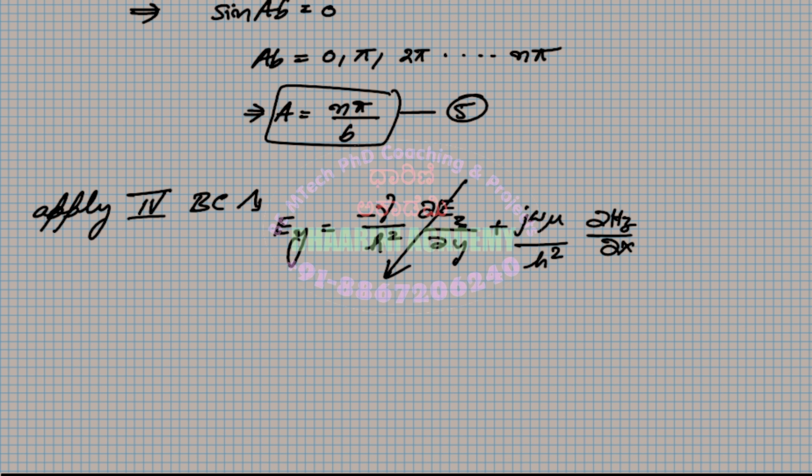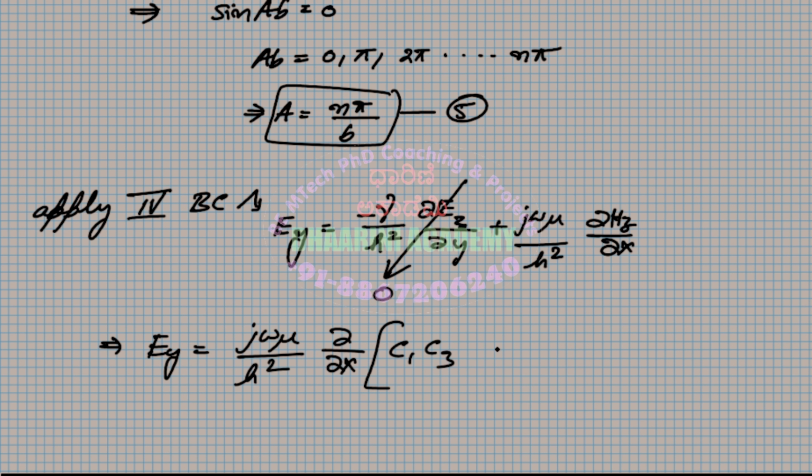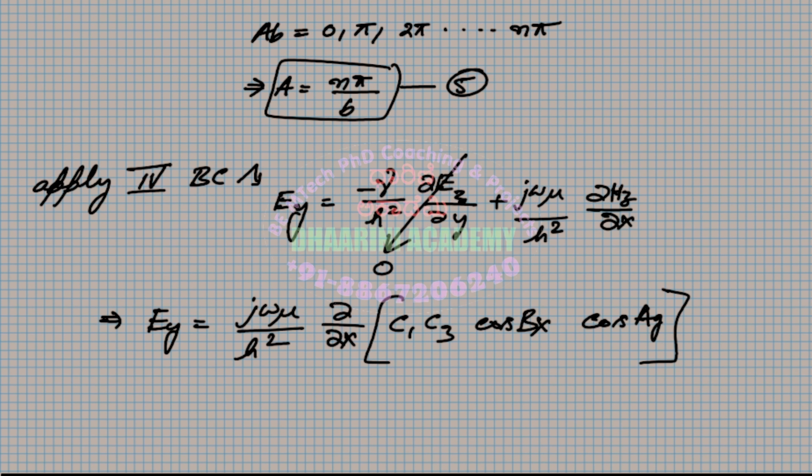Ez is 0, so no partial derivative, right? I will substitute, since I have not updated the equation in the previous case, I'll simply bring it back. Okay, so that implies the Ey becomes equal to j omega mu divided by h square, right, into partial derivative dou by dou x of the hz. Hz is equal to c1 c3 cos bx into cos ay. All right, now I should differentiate this with respect to which variable? It is x. Okay, dou by dou x.